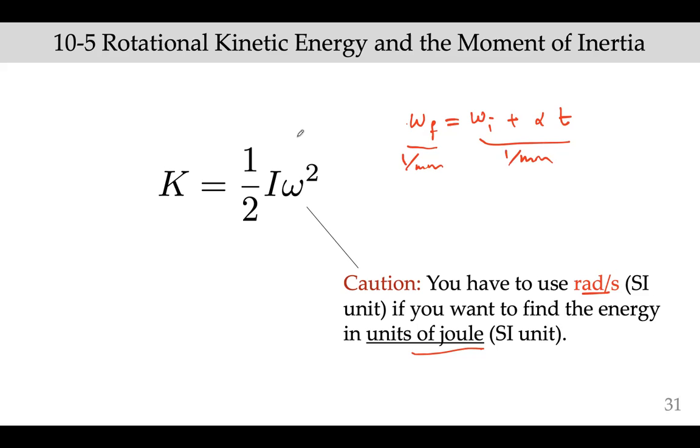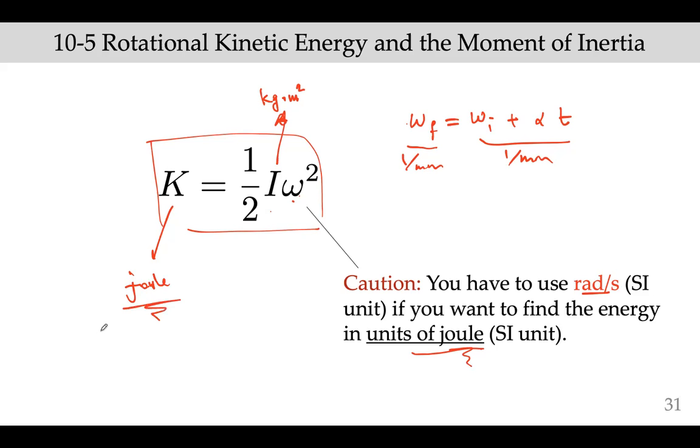This is true for equations, but if you calculate some formula and go from certain units to newly defined units like joules, then you have to use SI units for each term. For omega, you have to use radians per second. For moment of inertia, you have to use kilogram meter squared. If you do that, you will find joules, the standard unit for energy.